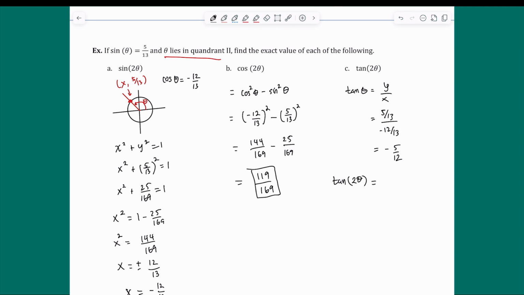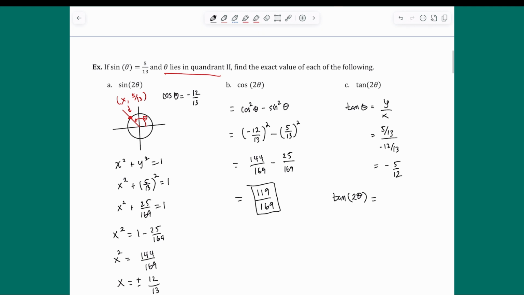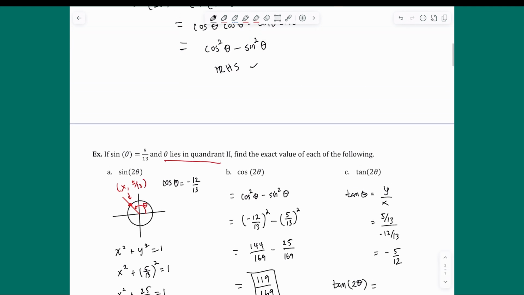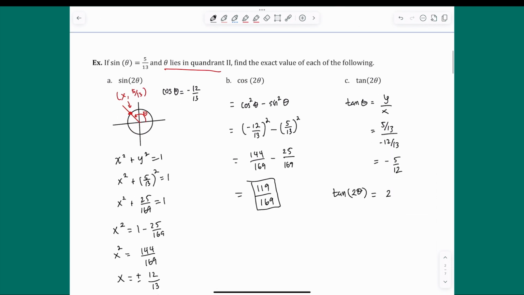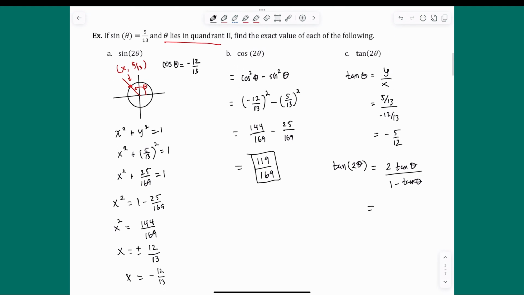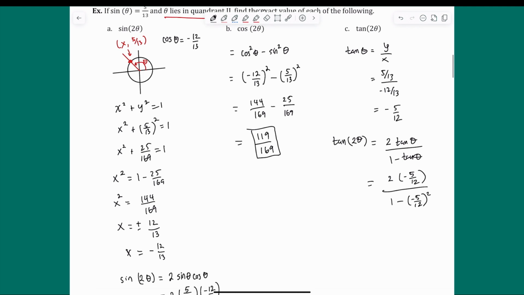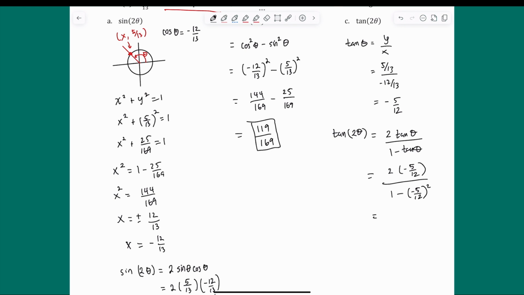Here I'm using the double angle formula, and I'll show you an alternative way to calculate that, just using the quotient identity. But just to illustrate the tangent double angle formula, we know this is 2 tangent of theta over 1 minus tangent squared of theta, and so we get 2 times negative 5/12 all over 1 minus negative 5/12 squared. You could fill in the details there, and you could arrive at negative 120 over 119.